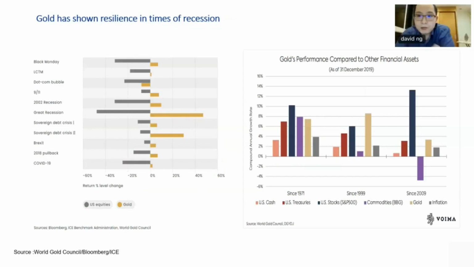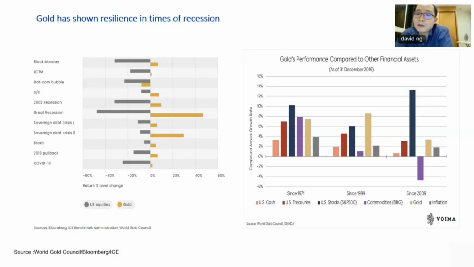Now, this table on the left shows you some of the key economic highlights that we've seen over the past 2 or 3 decades or so. Again, you can clearly see that whenever the US equities market doesn't perform, or is in fact going into negative territory, gold tends to perform very well. So I think that's something for us to take note of. Whether we will see this pattern again remains to be seen.